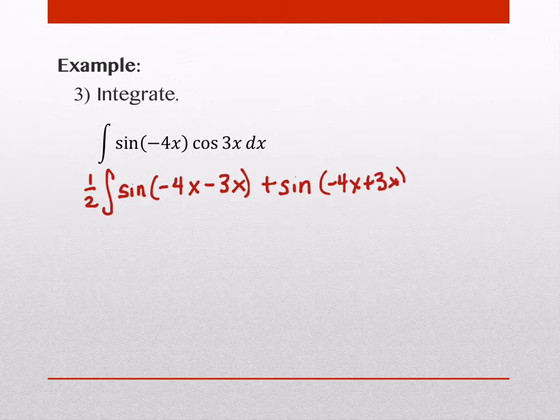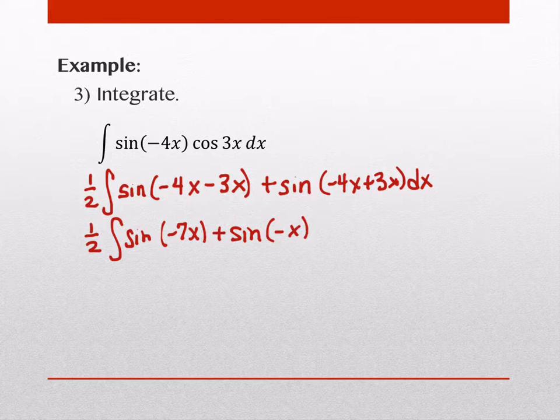And do you have to actually write this step down? Well, no, but you're going to either write that one or the next one. At some point here, you're going to have this step next written down, which is the sine of negative 7x plus the sine of negative x dx.